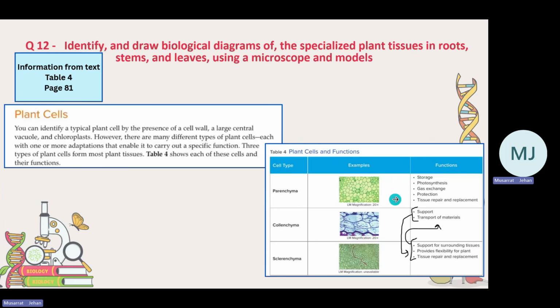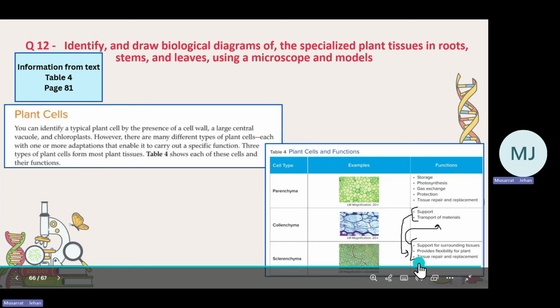So five functions. Then collenchyma has three functions. In your book, they have switched it, so please be careful. What does collenchyma do? It provides support for surrounding tissue. It provides flexibility for plants, so it can withstand different weather conditions. It also repairs and replaces the tissue.